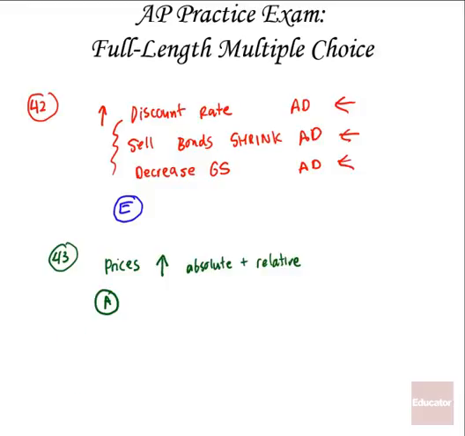Okay, number 44. Unemployment fell and inflation fell. So what caused this general decrease in the price level and an increase in the GDP? An easy answer is that the aggregate supply curve shifted to the right. So AS shifted to the right. And again, very simple way of looking at it here.